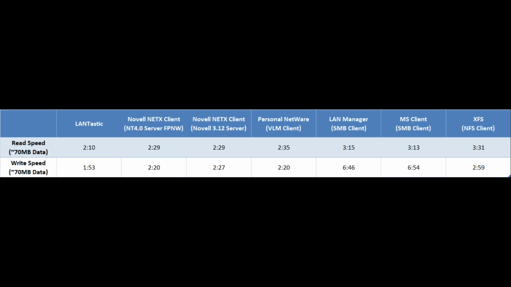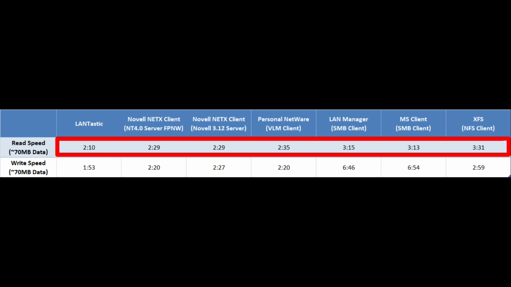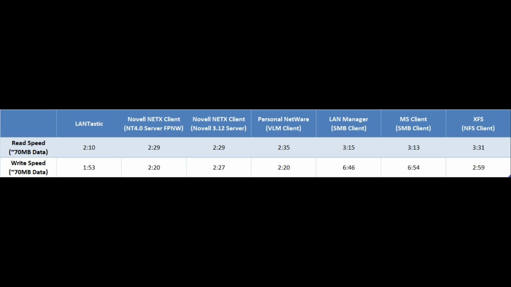And here you can see we have our results. Once again, that write speed for LANmanager and MS Client sticks out like a sore thumb, taking almost 7 minutes, whereas the majority of the clients wrote in about 2 or 3. And as for read speed, you can see that pretty much all of the clients were in line with each other. However, it does look like we have a clear winner here, and that would be LANtastic.